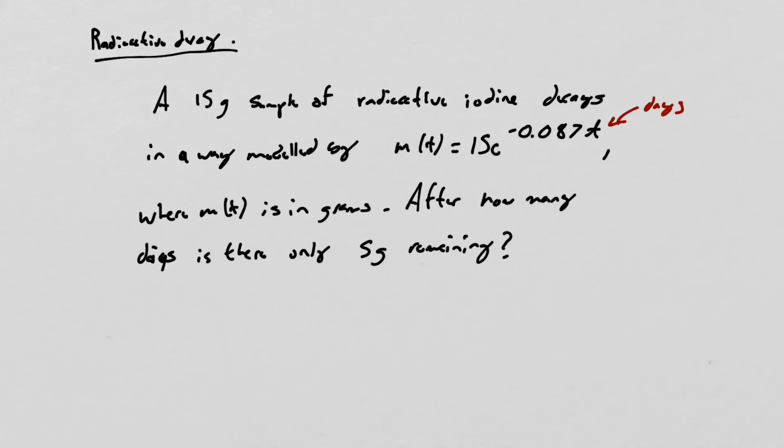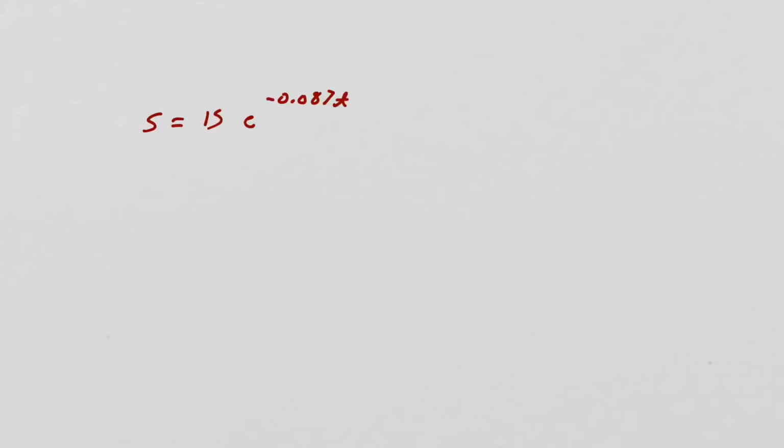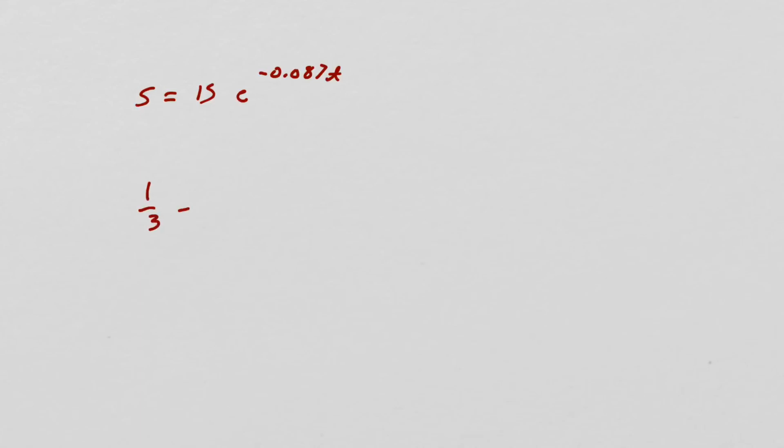So we're given 15 grams as our initial amount of iodine, and we want to see how many days it takes so that we only have 5 grams remaining. This means that we can rewrite our equation as 5 is equal to 15 e raised to the negative 0.087t. Then we just want to solve for t here. Let's start a new page and divide both sides by 15. We'll get 1 divided by 3 is equal to e raised to the negative 0.087t.